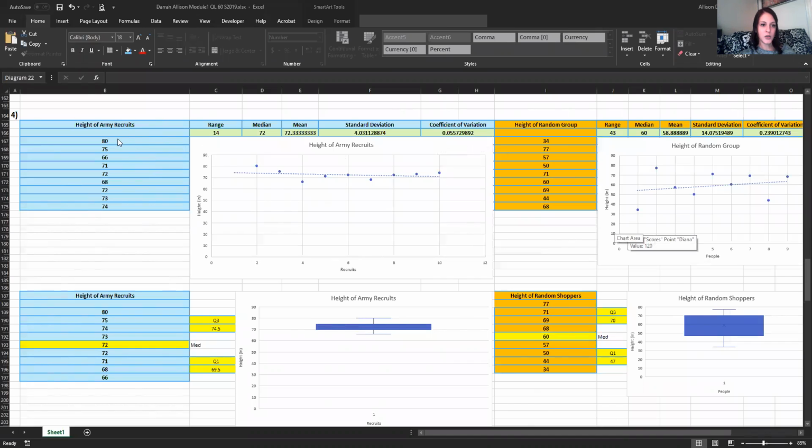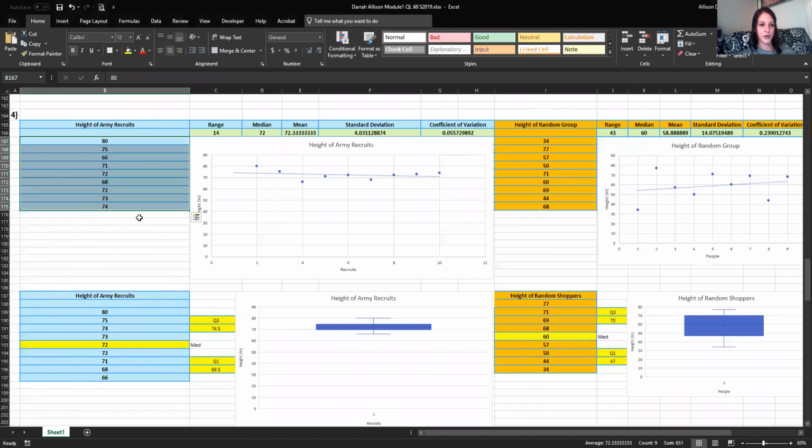So what we did was we got this little sample of the height of Army recruits, and from there we determined the range by subtracting the shortest from the tallest, the median, mean, the standard deviation, and then the coefficient of variation by dividing the standard deviation by the mean. And then we created this little scatter chart here showing the height of the Army recruits. The data points on here are pretty tightly packed together close to this trend line.